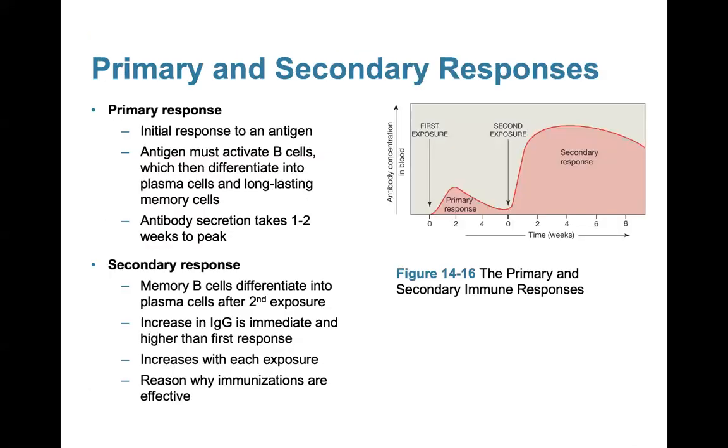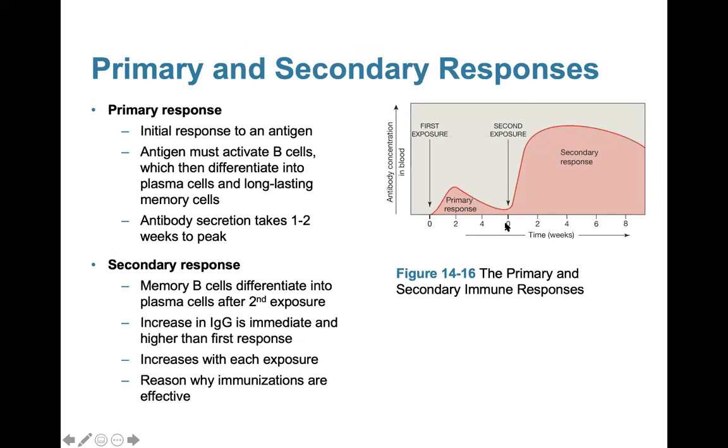And then finally, this is the last slide. It just describes the primary and secondary response. If you guys get a vaccine, what happens is your first exposure, you develop a very weak response. And that's fine, and it takes a very long time. But then what happens is, let's say you got your measles vaccine. Okay, so you have 6 months, you developed immunity against it.